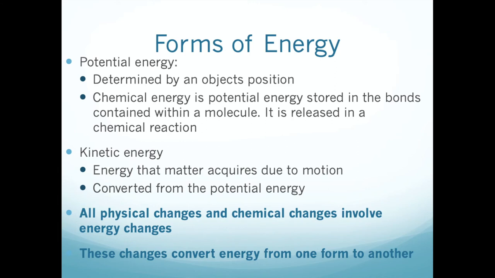Okay, now what does this have to do with chemistry, right? How do we apply this to chemistry? Well, when it comes to potential energy, the most common form you're going to see in chemistry is the form that takes the place of chemical bonds. We have energy stored in chemical bonds, and so that's a form of potential energy. When you do chemical reactions, you are breaking and forming bonds. It costs energy to break those bonds. When you form new bonds to make the products of that reaction, you're releasing that chemical energy.